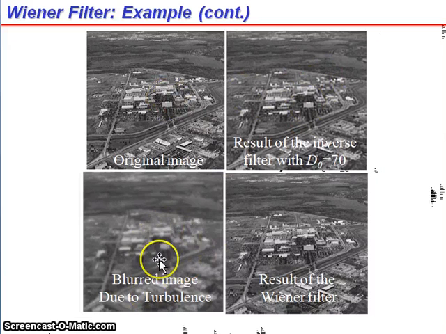If I take the blurred image, what is the result of the Wiener filter? It's a good image without knowing the input image. Actually I have only the blurred image. I just estimate h of u comma v from the atmospheric turbulence mathematical modeling. Based on that h of u comma v and the design of the Wiener filter, I can restore the image like this, right?